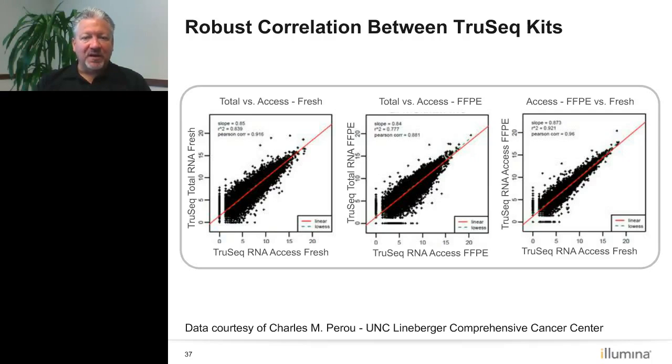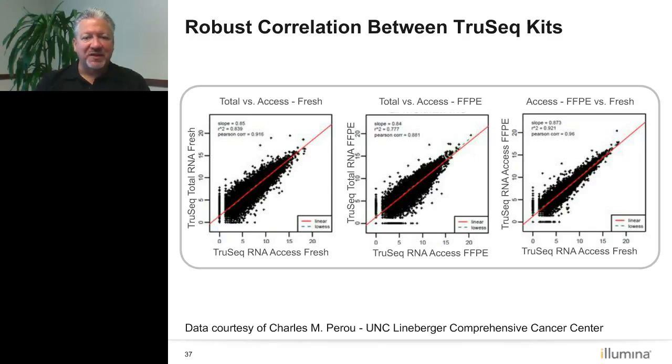Even in highly degraded samples versus fresh, the RNA access kit's highly correlated. So this confirms what I was saying a few minutes ago, that even though these three processes are very different... And in fact, this enrichment process looks like it has the opportunity potentially to bias either for large stuff or small stuff. Actually, we see no evidence of that.